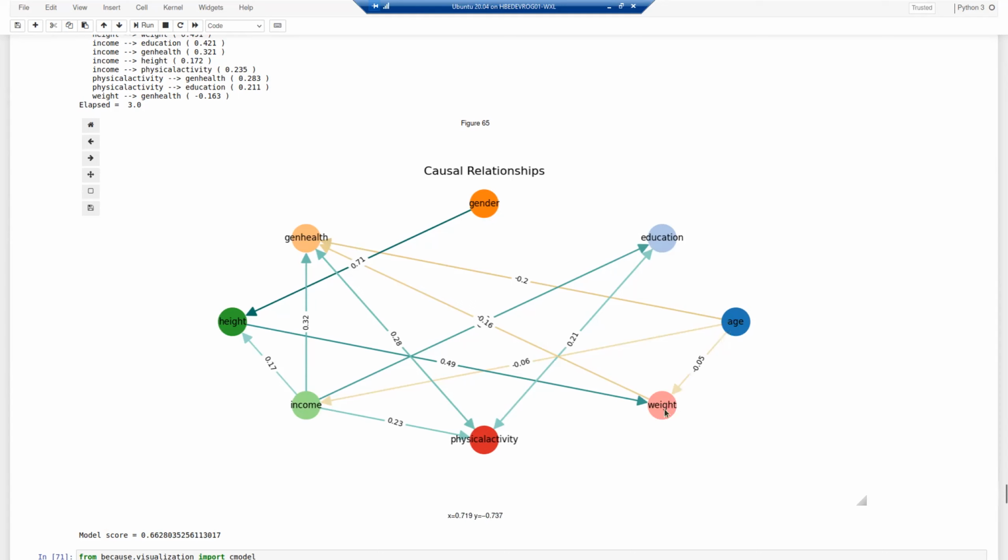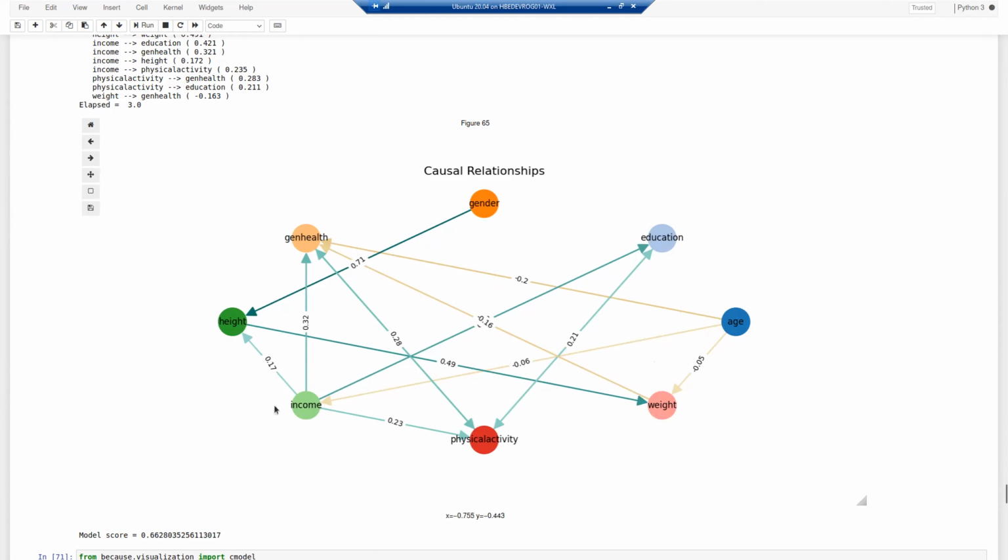Age decreases weight, but yet weight still decreases general health. So as you age, your weight naturally goes down, which should be good for general health, but the strength of the age link overrides the loss of weight in terms of general health. Interesting.